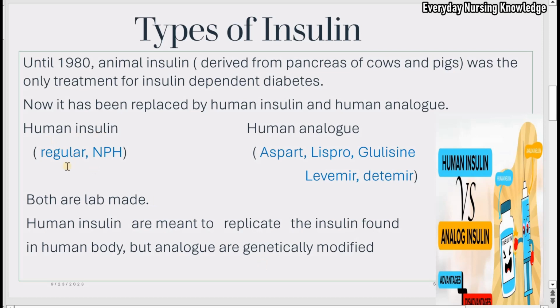Examples of human insulin are regular insulin and NPH insulin. Examples of human analogs are aspart, lispro, glulisine, levemir, and detemir.